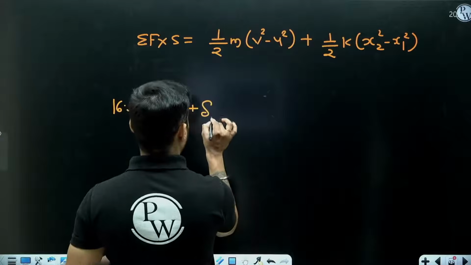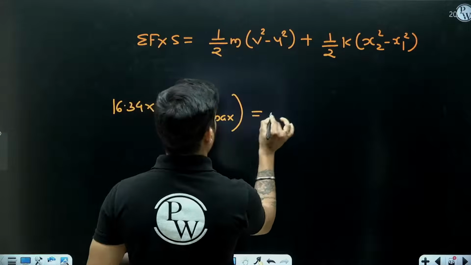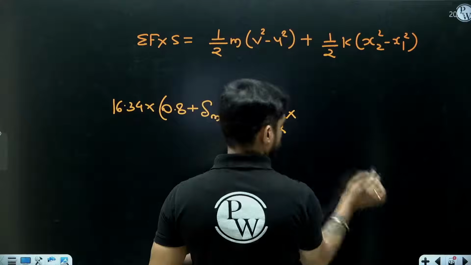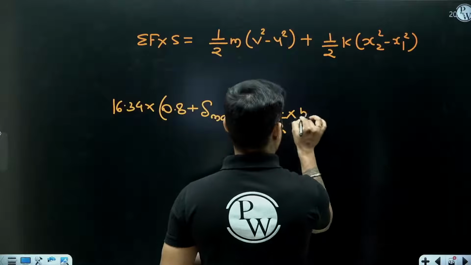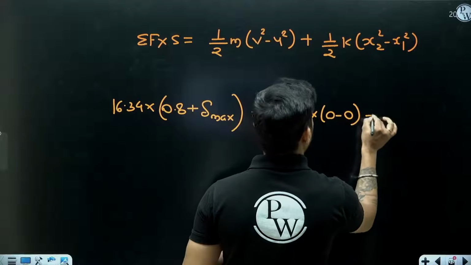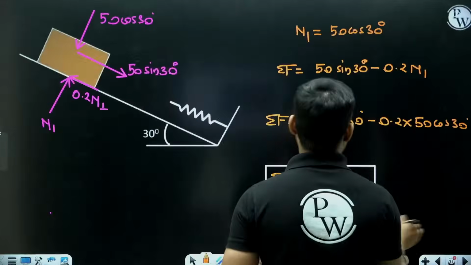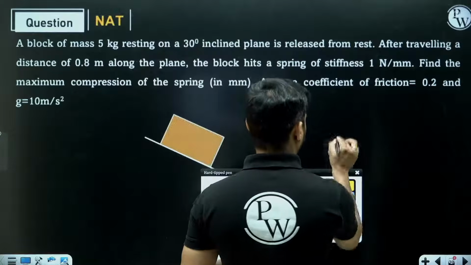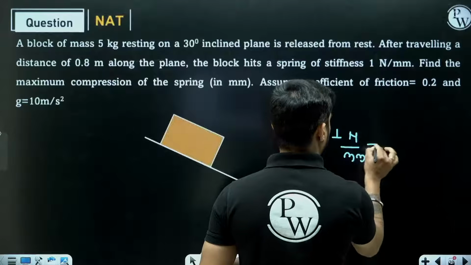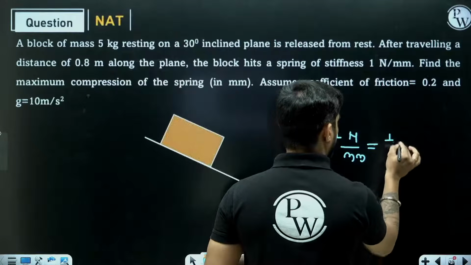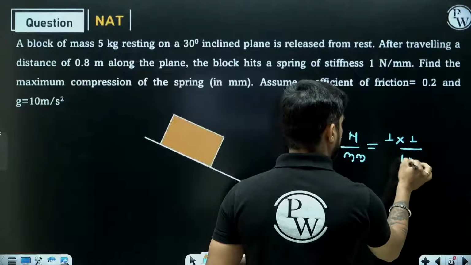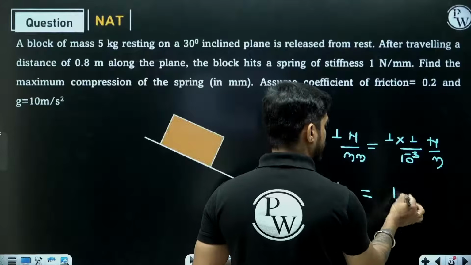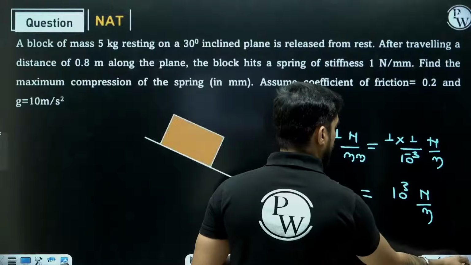Delta maximum. This is the maximum deflection of the spring, equal to half m (v square minus u square). Now both v and u are 0, into half k. K is how much? 1 Newton per mm. Now you have to convert the Newton per mm to Newton per meter. So it will be 1 into 1 by 10 to the power minus 3 Newton per meter. 1 mm is 10 to the power minus 3 meter. So it will be 1000 Newton per meter.